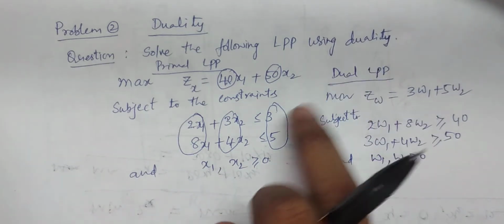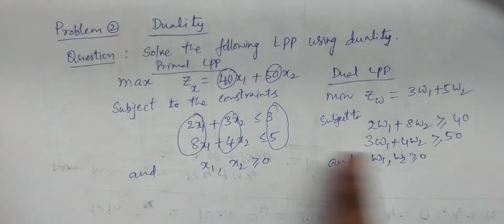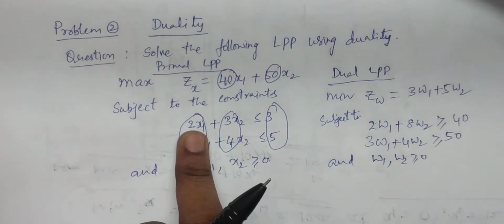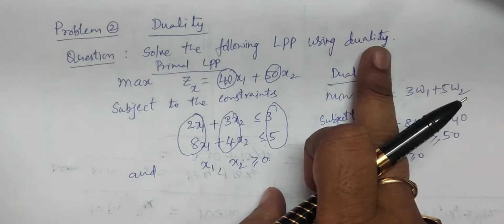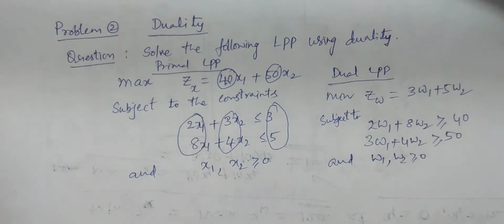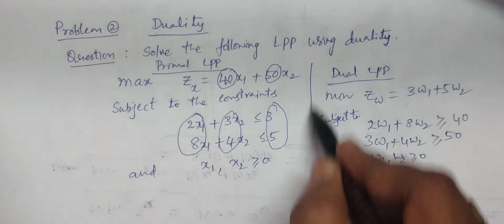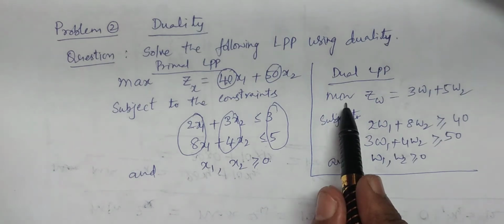Using duality, you have to solve this and give the solution of the primal. Solve the dual, give the solution of the primal. That is what the duality question means. So now I solve the dual linear programming problem, that is this particular problem. It is a problem of minimization.